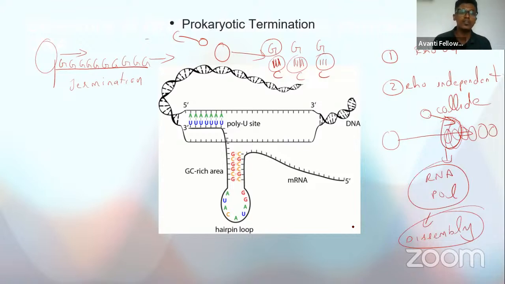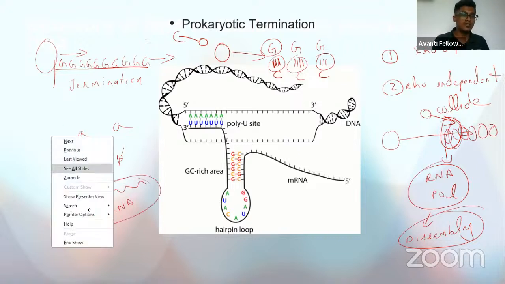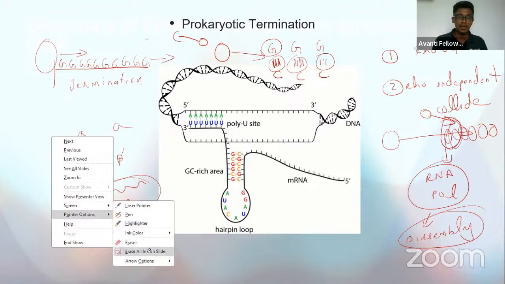With the destruction of the structure, all the subunits like alpha, alpha, beta, beta dash will dissipate. Means they will disassemble. Once they disassemble, there is no functional RNA polymerase anymore. Once this RNA polymerase is released, your mRNA, which is also synthesized, is released. So this is one type of termination. What is this termination called? This termination is called Rho dependent termination.